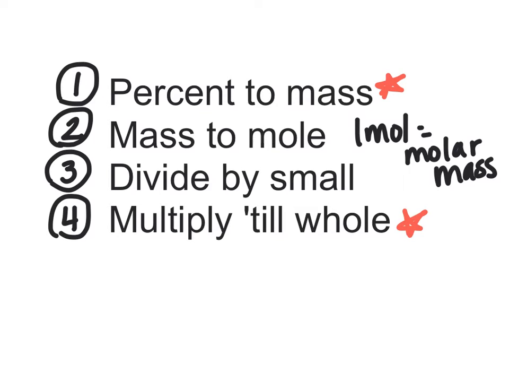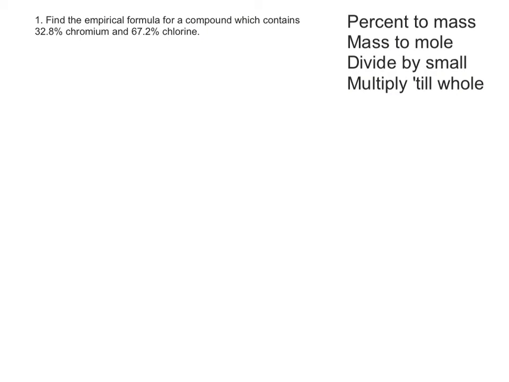So let's go ahead and work number 1 on your paper. We're going to work that one together, and I'll show you how to use these 4 steps to get your final answer. So here we go. Number 1, it says, find the empirical formula for a compound which contains 32.8% chromium and 67.2% chlorine. So the first thing we're going to do is just make a list of the elements. So we have chromium and we have chlorine. So I'm going to go ahead and write my chemical symbols here. And I'm going to write their percentages.